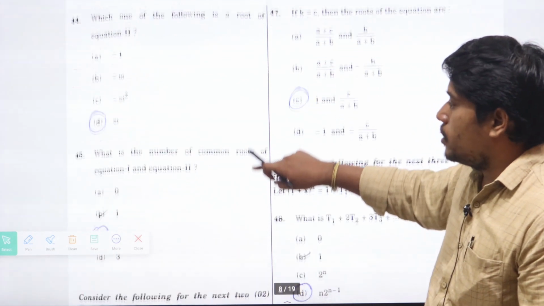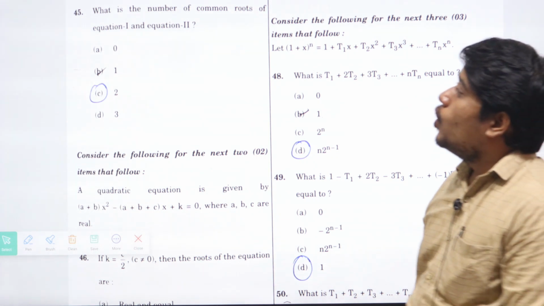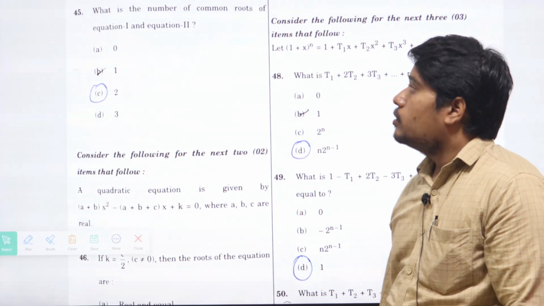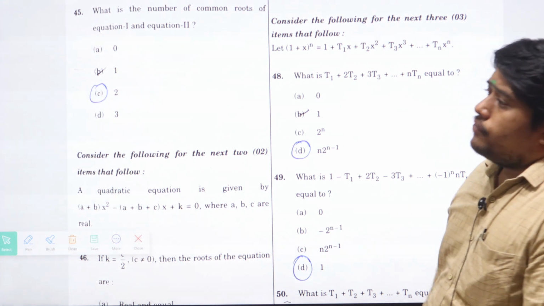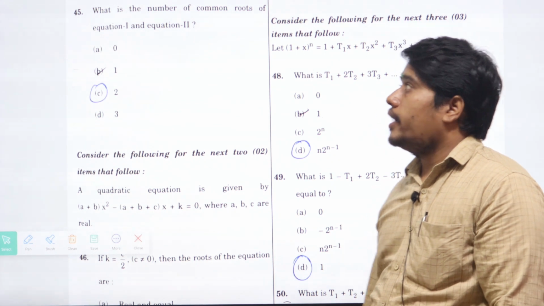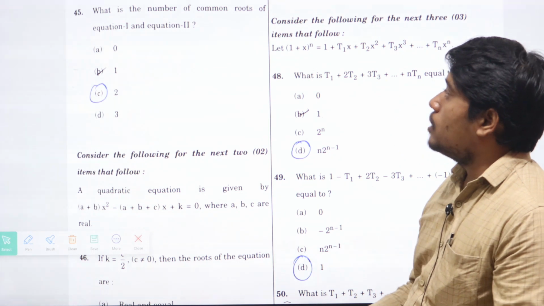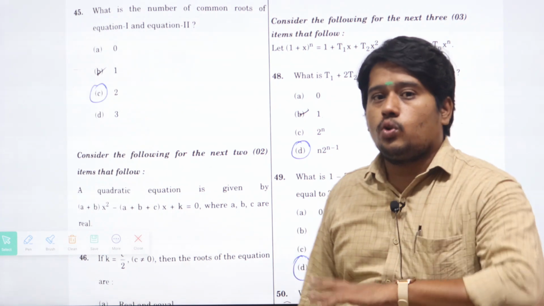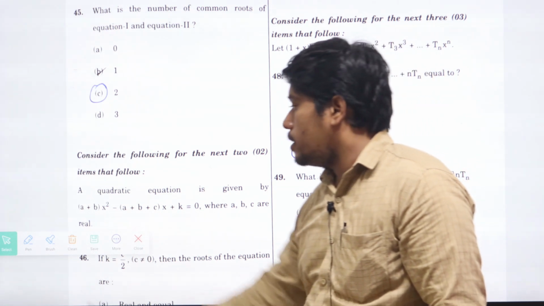Next, question number 45. Similarly, what is the number of common roots of equation 1 and equation 2? Common roots. The given form is a cubic equation, so the cubic equation consists of 3 roots, and the second equation again has some other order. So finally, the number of common roots between equation number 1 and equation number 2 is 2 roots as common roots. So option C will be the right answer.